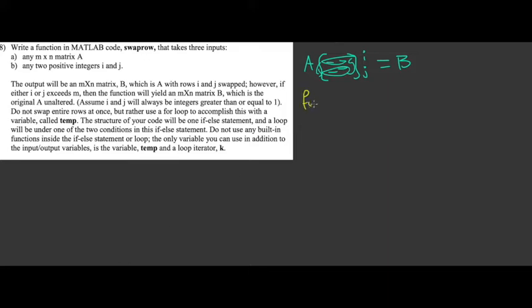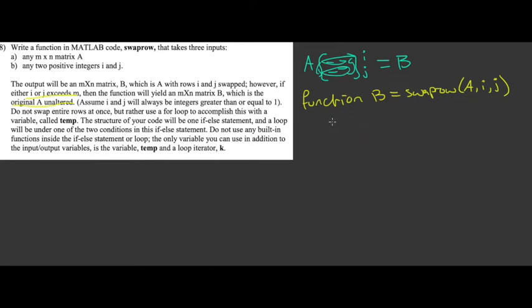So we're going to say function output is B, and assign it to swap row of A, I, J. That's how we write 3 inputs. And if I or J exceed the amount of rows that we have, which it says right here is M, we're just going to have an original A unaltered, which means we're just going to make B just equal to A.